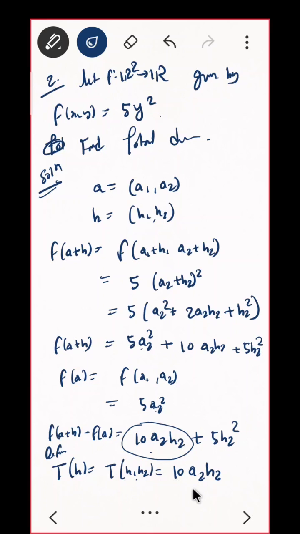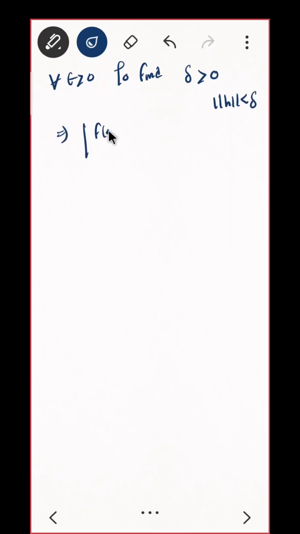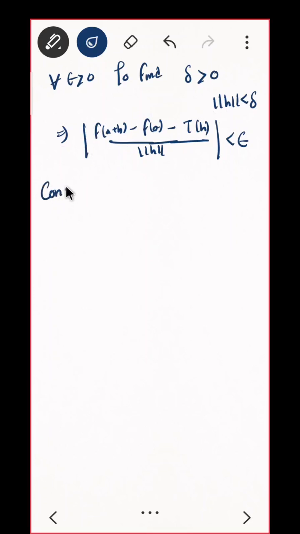Once you have got this as a linear transformation, what is next? You should cover, for all epsilon positive, find delta positive such that norm h less than delta, that is what you have to prove: mod of f of e plus h minus f of e minus t of h upon norm h should be less than epsilon. So this is what we have to do. So let us do the consideration part. Consider.